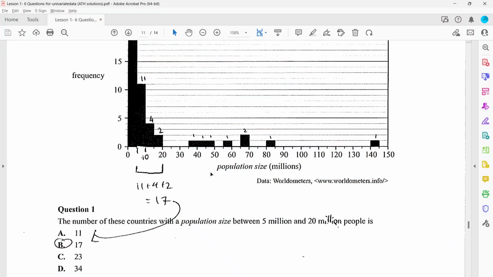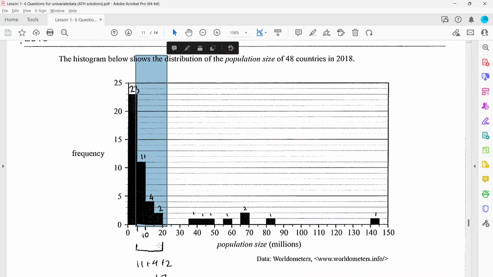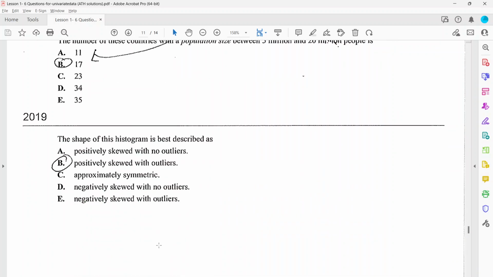This question here, the number of these countries with a population size between 5 and 20 million. So 5 and 20 million is here, okay? So we're looking at these three bars, 11, 4, and 2. We have a total of 17.